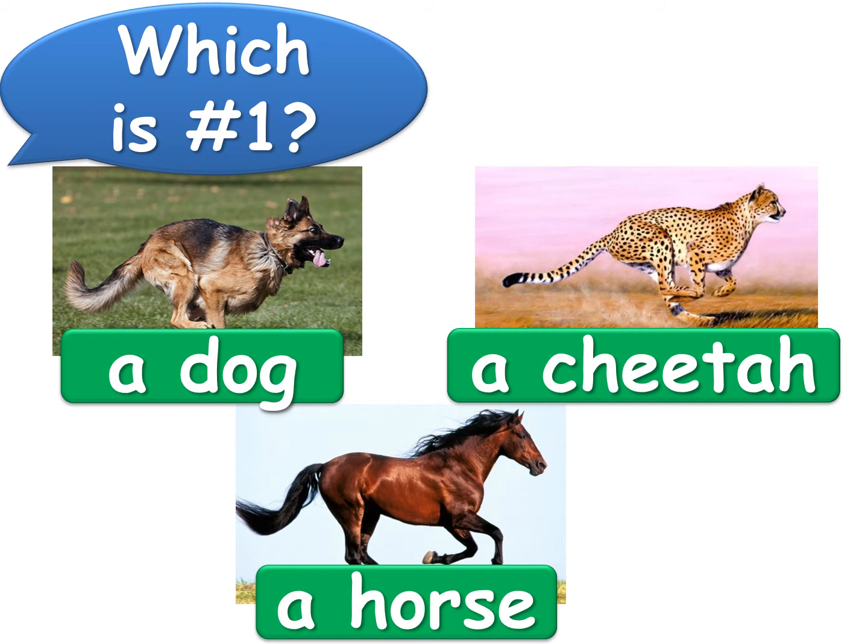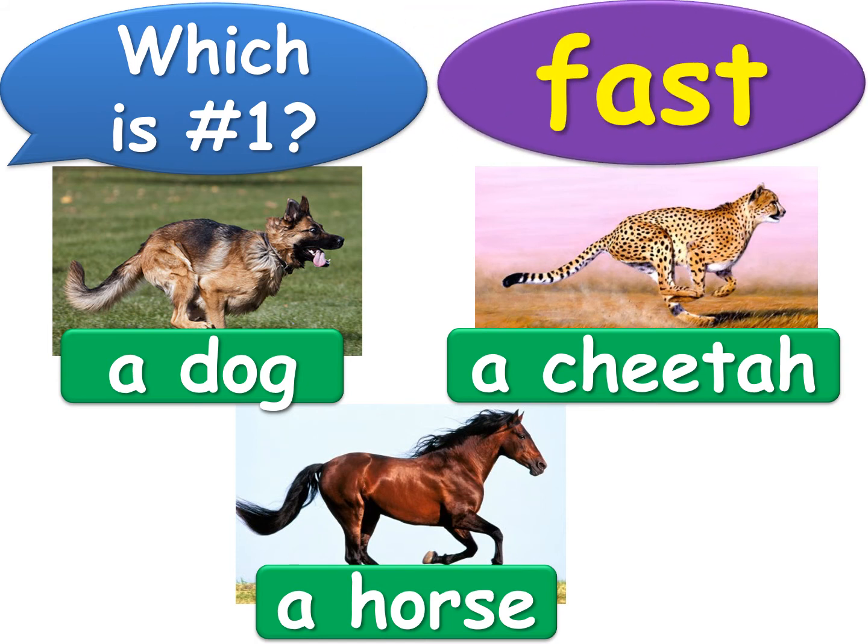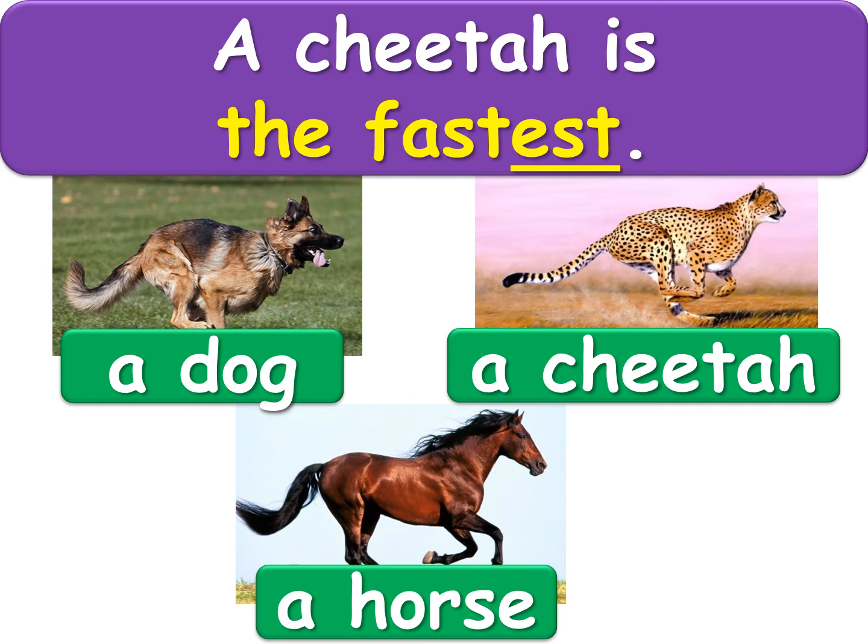Now, let's look at superlative forms. Superlative forms are what we use when something is kind of like the number one. So instead of comparing two things, we're saying this thing will be a number one in a group. So we have this group, a dog, a cheetah, and a horse. Can you tell me which one would be the fastest? So using our adjective fast, which one is the number one? And we should say, a cheetah is the fastest. Did you say cheetah? Good job.